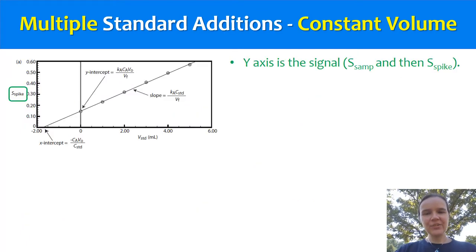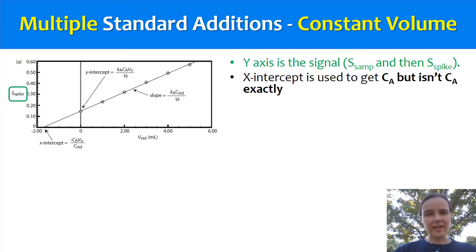The next thing to do is to make a plot. This is the graphical method of standard additions. For constant volume, your y-axis is the signal, either the signal of the unspiked sample or the signal of the spiked sample. Your x-intercept now is not exactly the analyte concentration like it was with variable volume. Now you're just going to use that x-intercept to get analyte concentration.